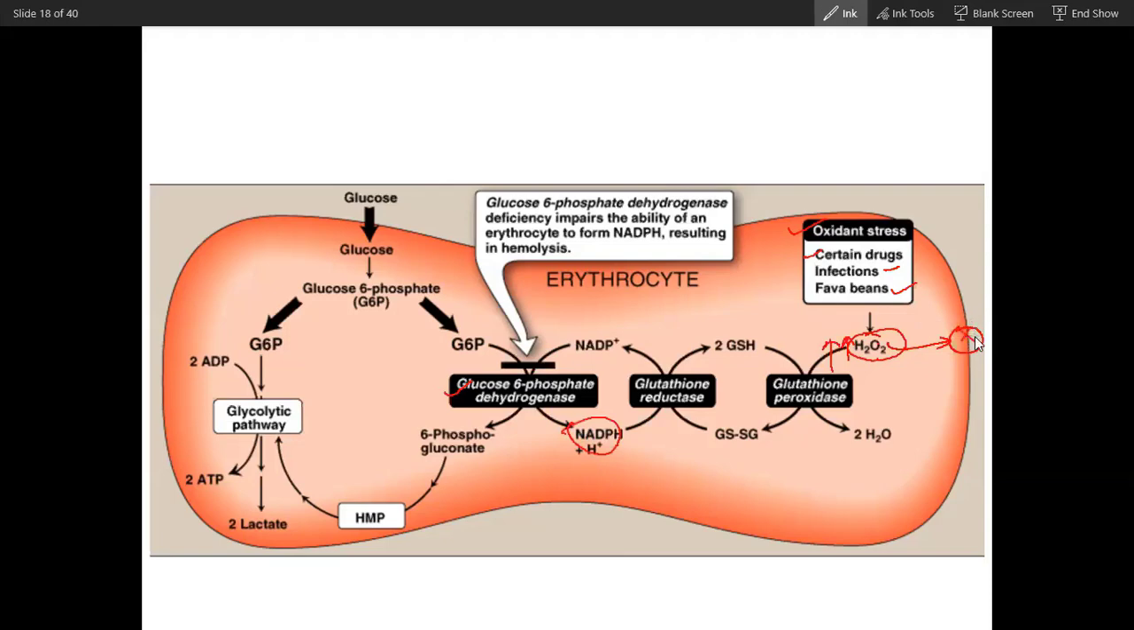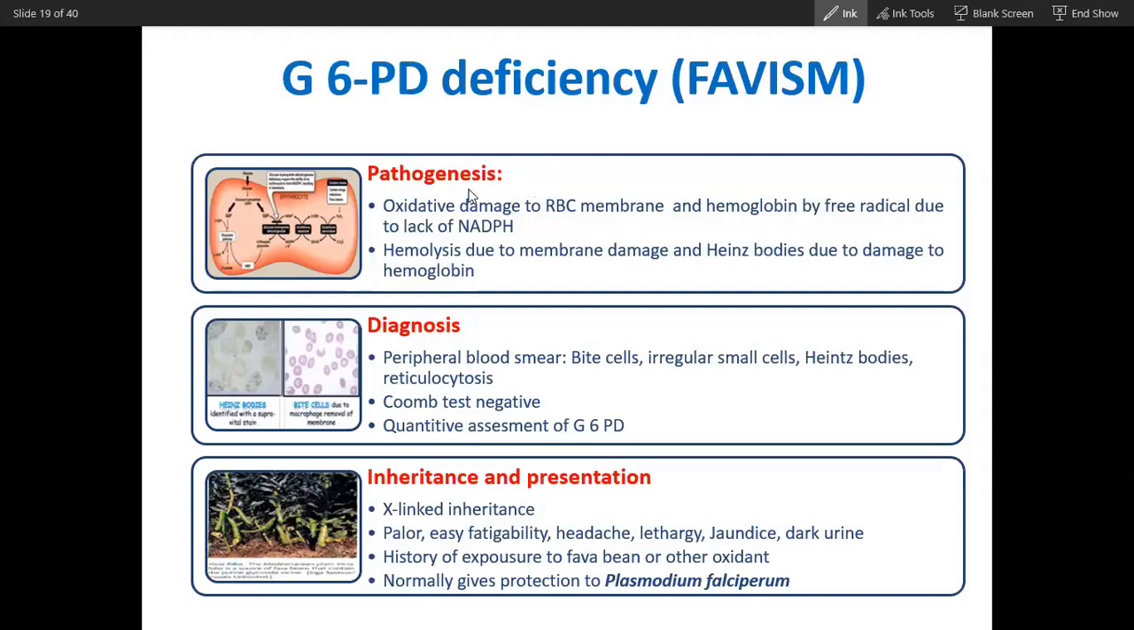So now let's see this. As I have explained in this pathogenesis, there is oxidative damage to the RBC membrane and also to hemoglobin by free radicals, due to lack of NADPH, and hemolysis due to membrane damage.